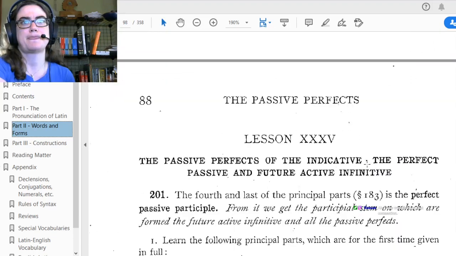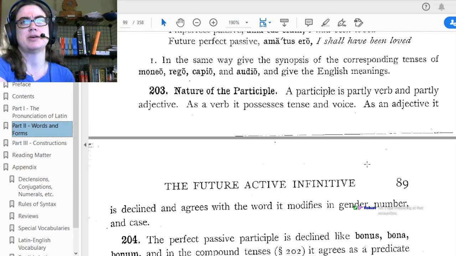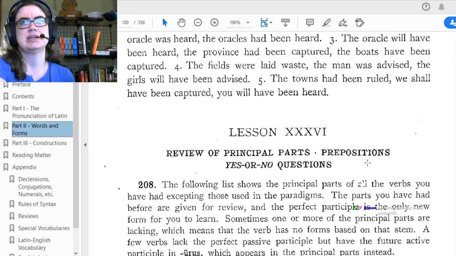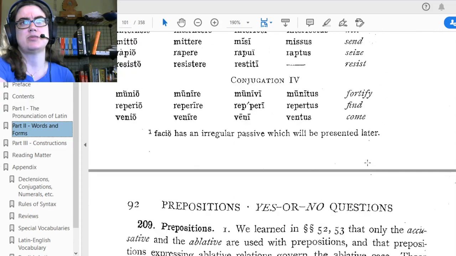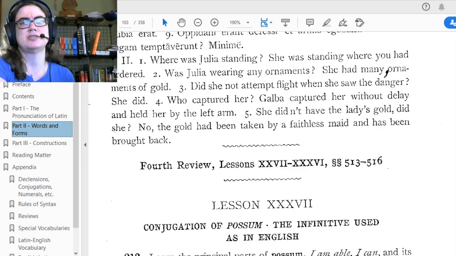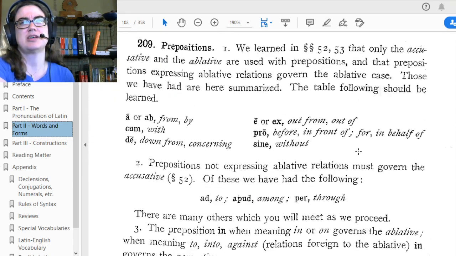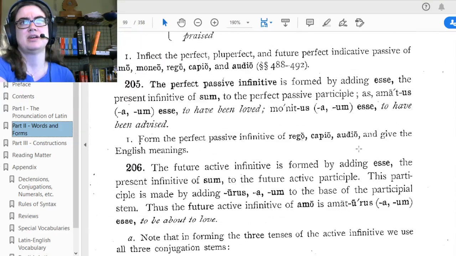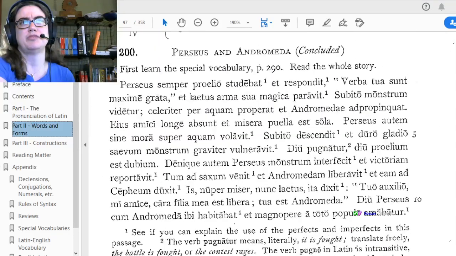The end. All right, let's finish this story, and then we'll work on some of the passive. And then we'll review principal parts, and I think that will probably be it. Ooh, possum. Maybe we'll get to possum. We'll see how long this takes. It'd be good to do possum. All right, but we do have to do the perfect passive first.